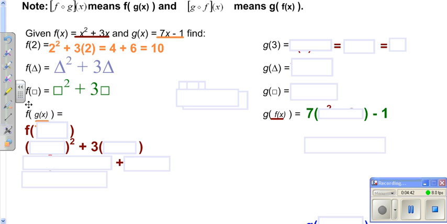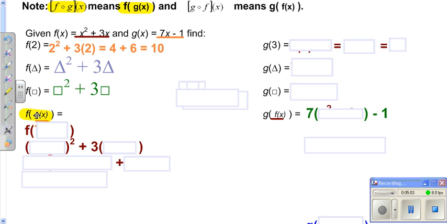Here's an example of a composition of functions. Now, this notation right here is identical in meaning to this notation. If your book happens to use this notation here, you can always go ahead and rewrite it like this. It means the exact same thing.